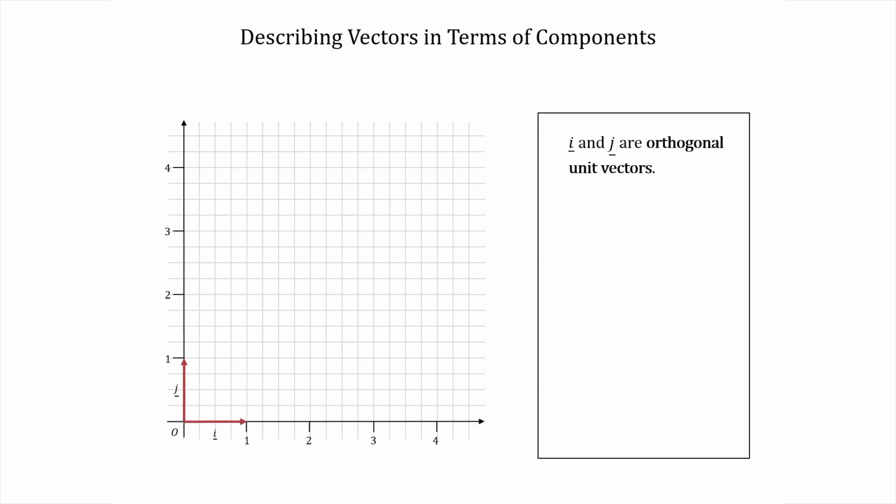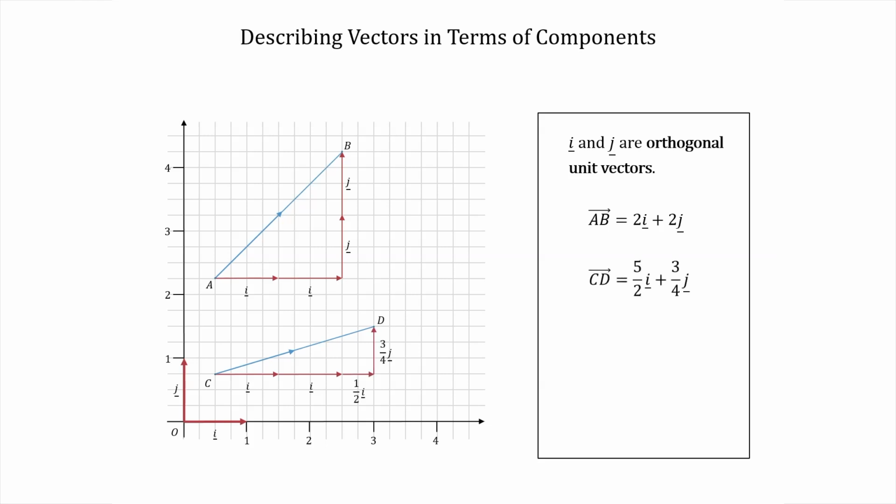Let's see an example. Say we have this vector, AB. Well, using the rules for adding vectors that we discussed in the previous video, this vector is i plus i plus j plus j, which is just 2i plus 2j. Let's take this vector now, CD. This is i plus a half i plus 3/4 j. This simplifies to 5/2 i plus 3/4 j, or in decimal form, 2.5i plus 0.75j.